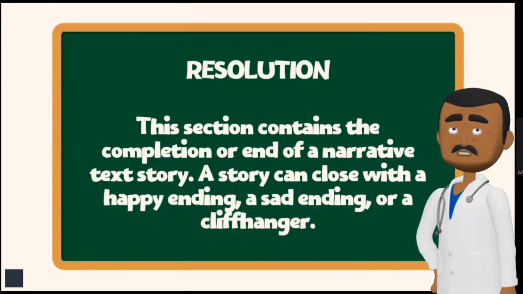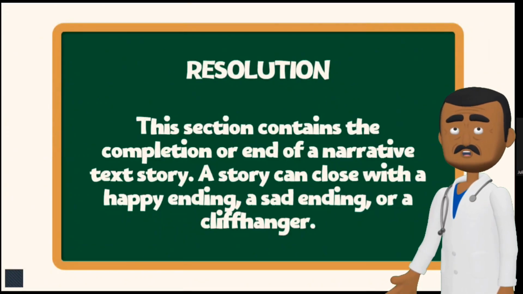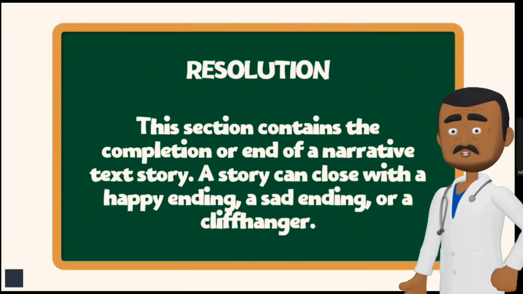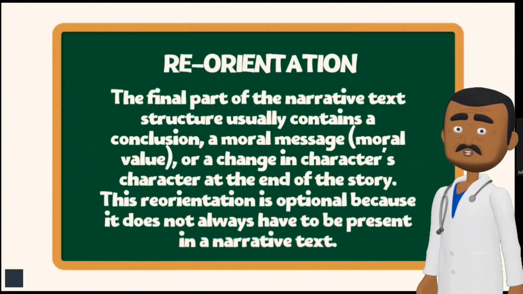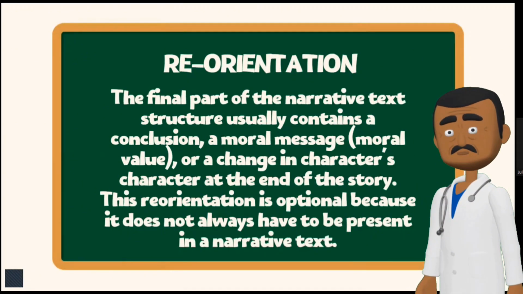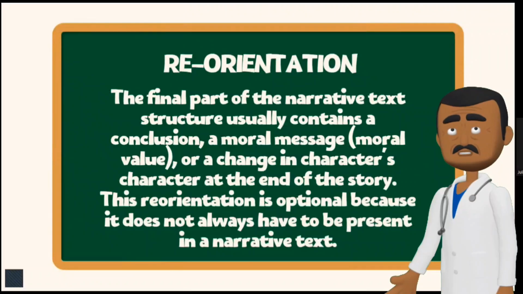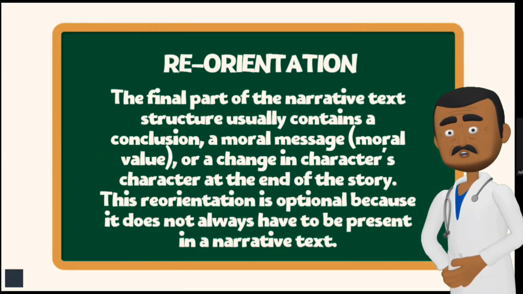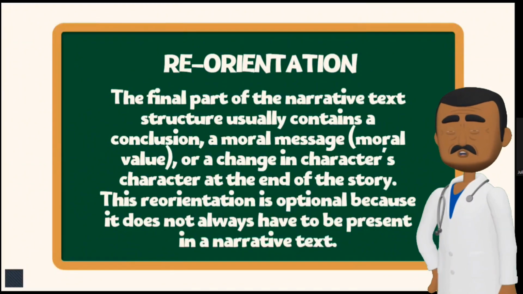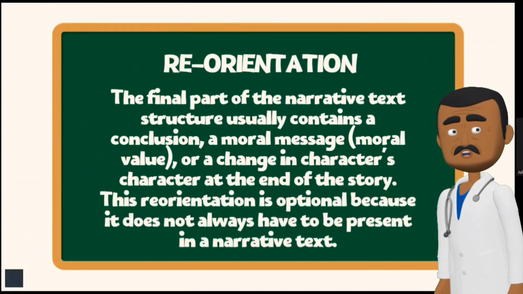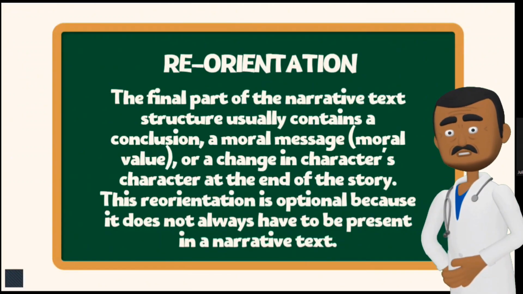And the third is resolution. This section contains the completion or end of a narrative text story. A story can close with a happy ending, a sad ending, or a cliffhanger. Next is reorientation. The final part of the narrative text structure usually contains a conclusion, a moral message or moral value, or a change in the characters at the end of the story. This reorientation is optional because it does not always have to be present in a narrative text.